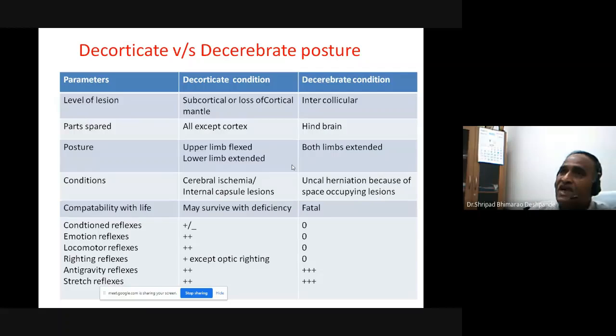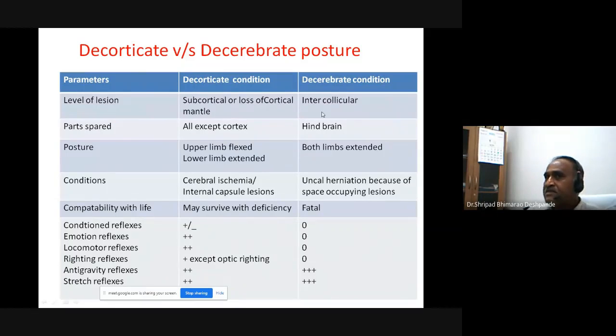Next, come back. I have now made the differences between a decorticate versus a decerebrate posture. Okay, please. This I have already spared, and I will explain. The level of lesion is subcortical. The decorticate condition is a subcortical lesion or loss of cortical mantle.